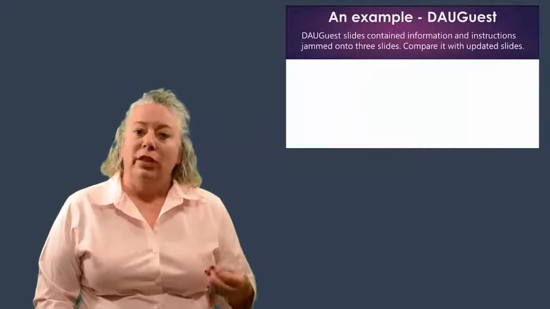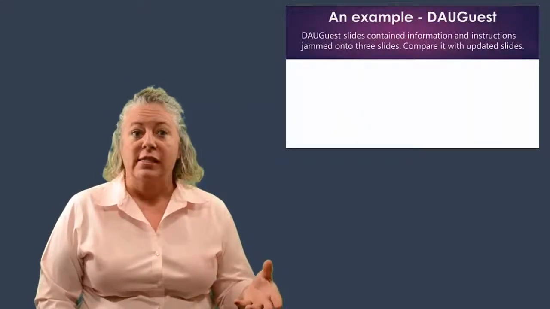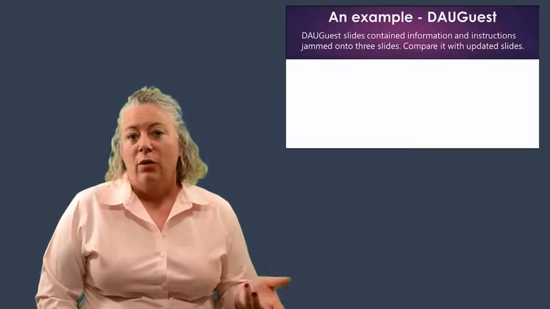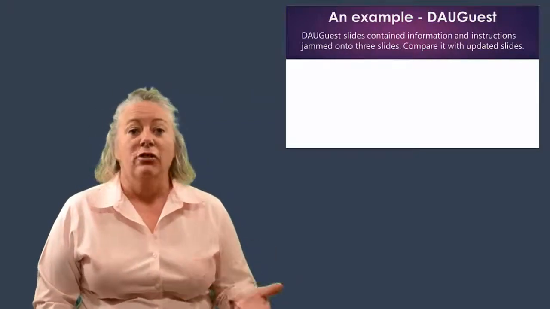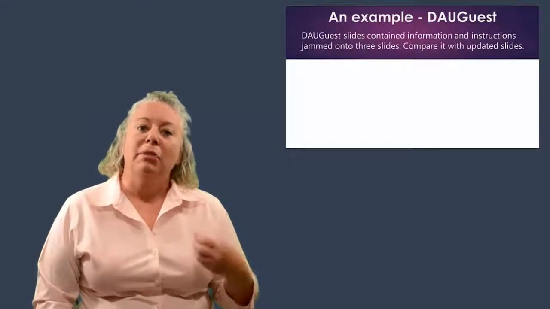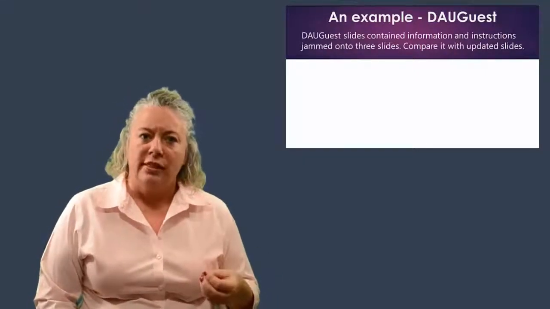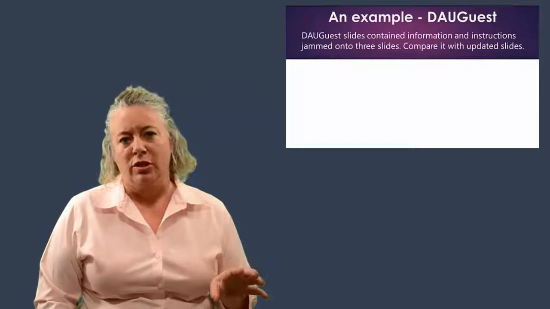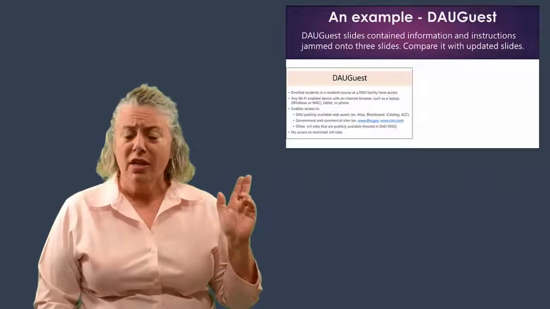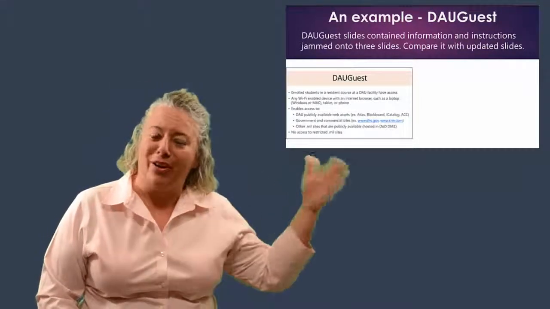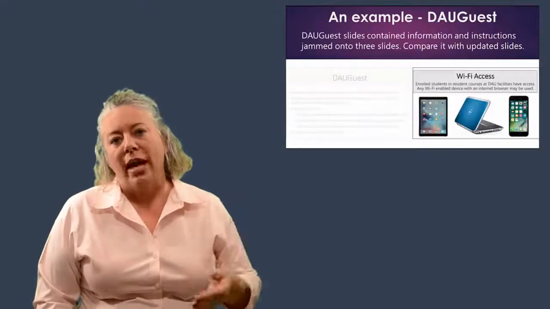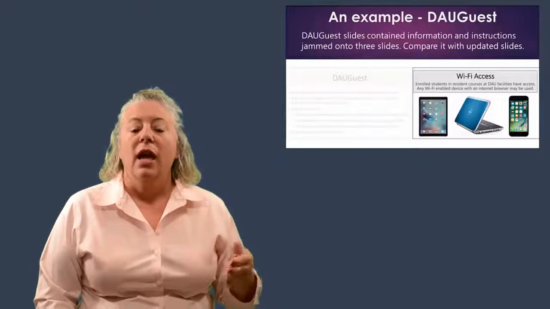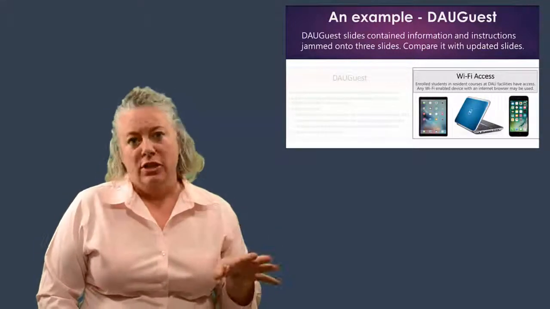So now we're going to look at an example from my workplace. The DAU guest network is what students can use when they bring their own device that has internet capability. But this information was jammed on 3 slides. And there was too much information. So the examples of the bad prior slides are with the pink header, and the gray header are the new current ones. I'm going to go through the lesson as if I was teaching it to a class.